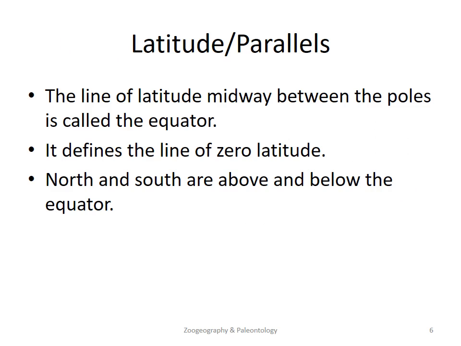country or a city or place using the given scale. First, coming to the latitude or parallels. The line of latitude midway between the poles is called the equator. It defines the line of zero latitude. North and south lie above and below the equator. In the previous diagram, you see the line of 0-degree latitude, which is called the equator, while other parallels are latitude lines. They move along equidistant to the equator.